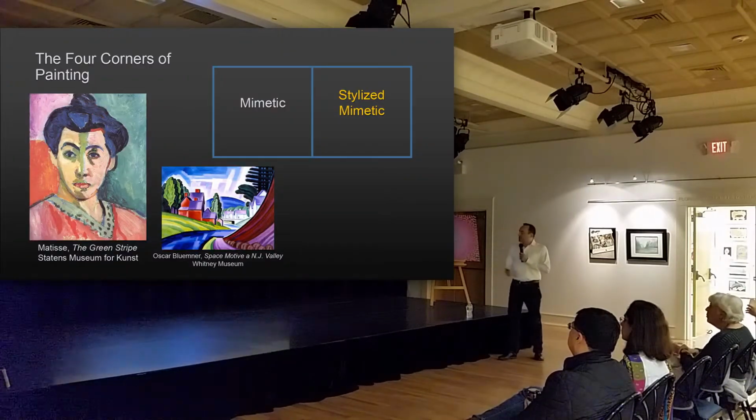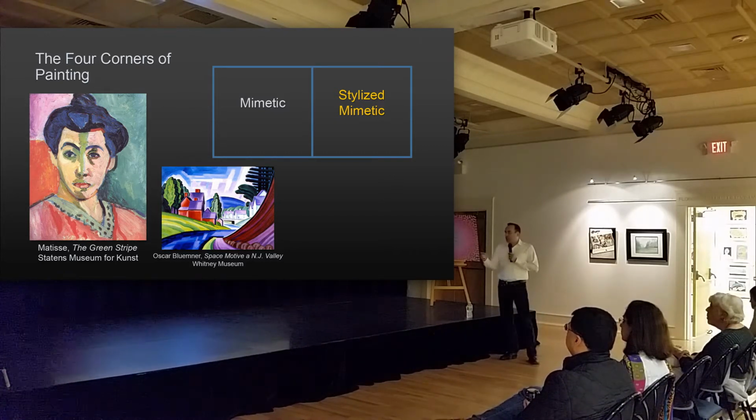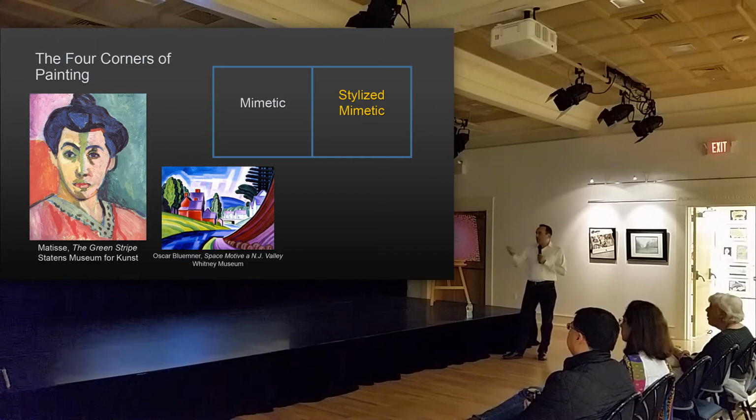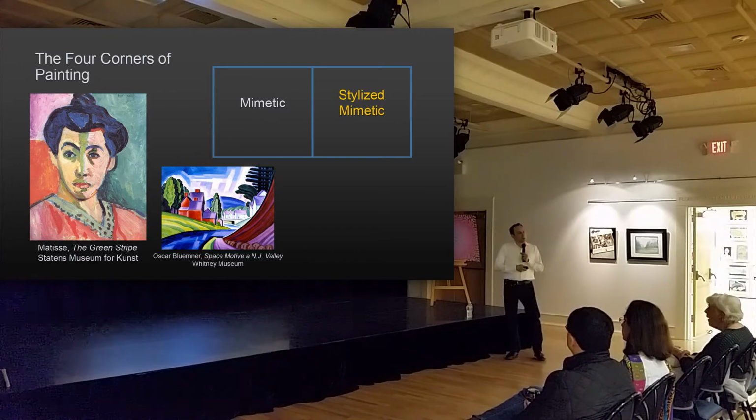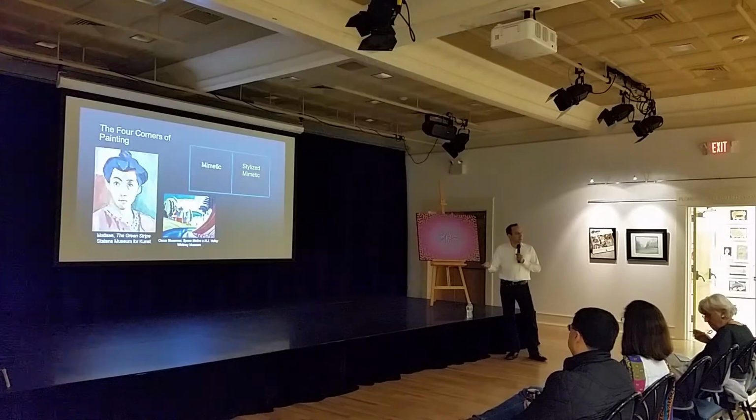Moving more towards abstraction, we have the style that he calls stylized mimetic, where there's still an emphasis on representation, and references to the real world are still crucial, but the artist has chosen to take a more stylized approach to the painting. Here we have Matisse, Green Stripe, on the left, and one of my other favorite painters, Oscar Bluemner, who was a German-American modernist painter in the early 1900s, who made these vivid, beautiful, abstracted landscapes, but he felt importantly for his work that it was essential to retain a link to representation.